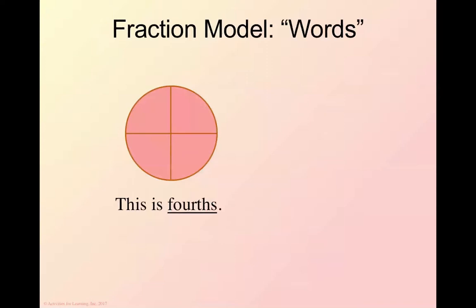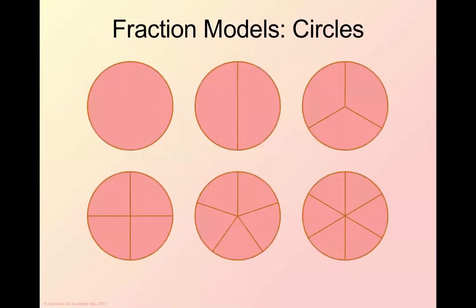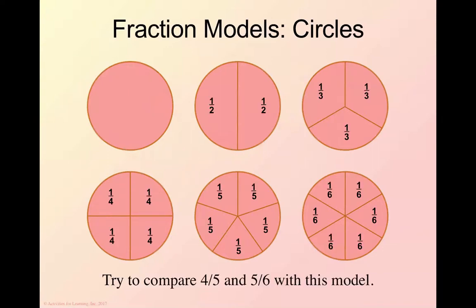Here's another one. We call this the words model. Here it says this is fourths. It says this is thirds. Okay, but if this is chocolate, do you want a fourth or a third? Well, yeah, I'm taking a fourth. The words model isn't helping us. It's not helping me relate fourths and thirds. Most of us are familiar with the circles model. Try to compare 4/5 and 5/6 with this model. It's really difficult.